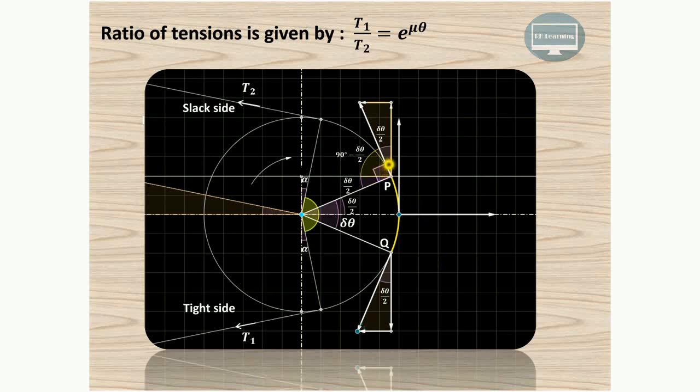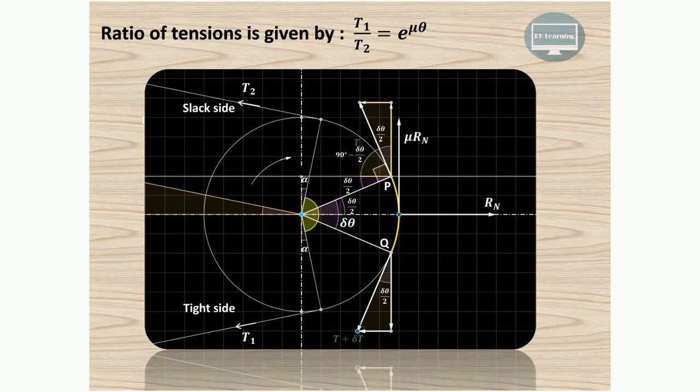Now as it is tangential, so this angle is 90, so 90 minus delta theta by 2 will be this particular angle, and again this is vertical, so this vertical is making an angle of 90 degree with the horizontal, so 90 minus 90 minus delta theta by 2, so that angle will be delta theta by 2. So we can say that if this angle is delta theta by 2, then this particular angle is also delta theta by 2.